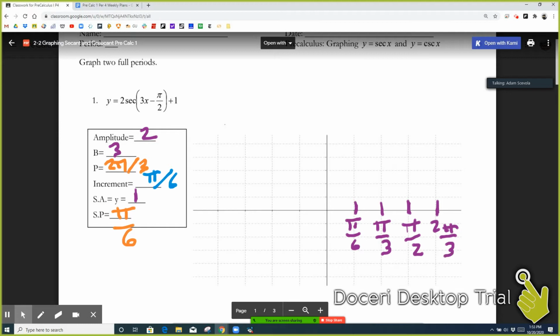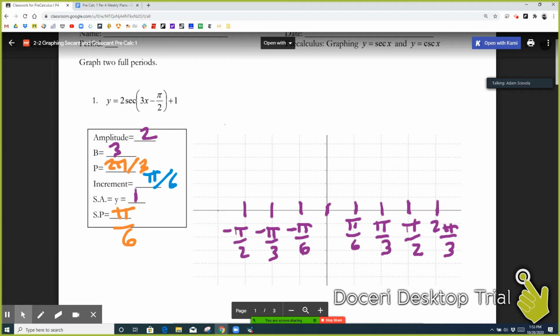All right. And then if you go backwards, so pi over 6 minus pi over 6 is 0. Subtract another pi over 6, that's negative pi over 6. Subtract another pi over 6, that's negative 2 pi over 6, which is negative pi over 3. Negative 3 pi over 6, which is negative pi over 2. All right, and you get the picture.